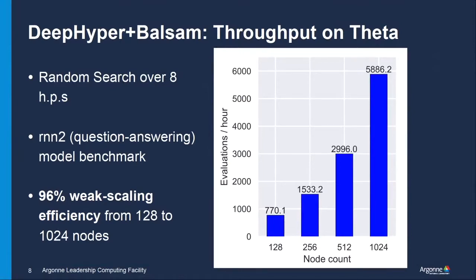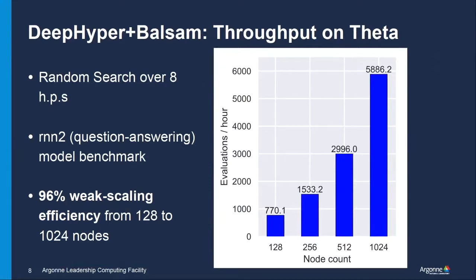This is showing results from a random search over 8 hyperparameters for this recurrent neural network benchmark. And we see in going from 128 to 1,024 nodes, throughput increases by almost, I think, 7.6x. So this is 96% efficiency in scaling up.